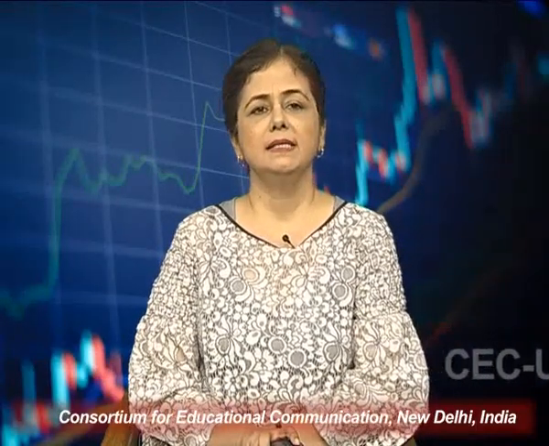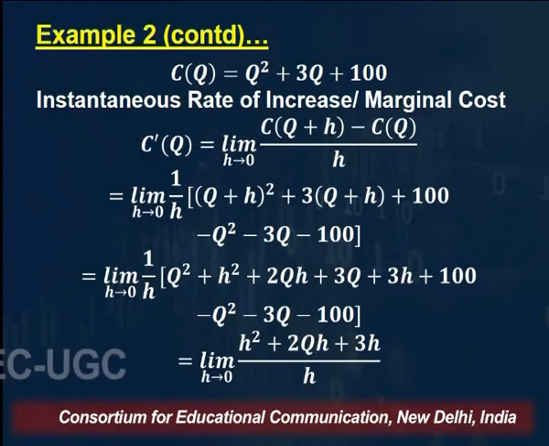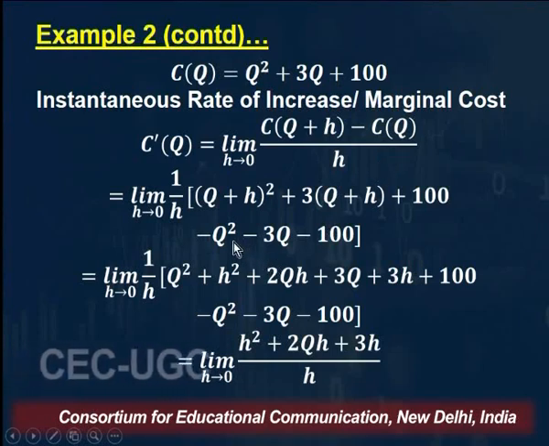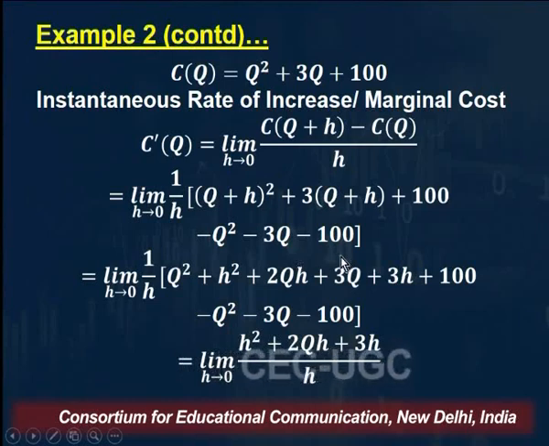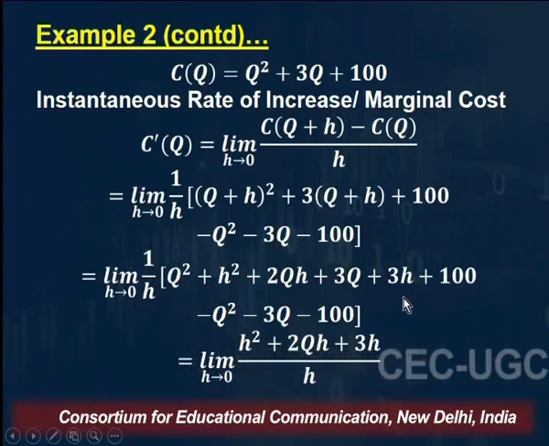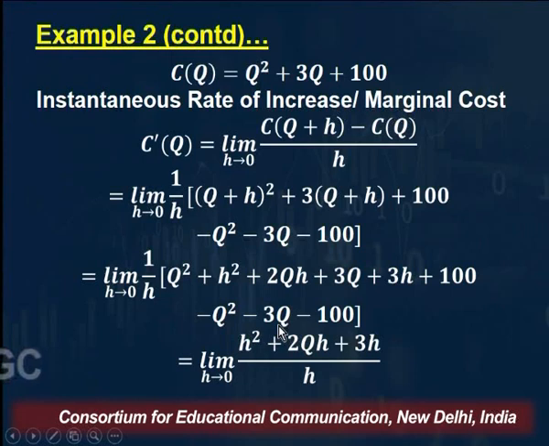Now let's look at the instantaneous rate of increase, or the marginal cost. The marginal cost is given by the limit of C of Q plus H minus C of Q divided by H as H tends to 0. Now C of Q plus H is going to be nothing but Q plus H the whole squared plus 3 times Q plus H plus 100. Subtract C of Q from there. So that's what we're subtracting, Q squared plus 3Q plus 100. And when we open up the brackets, we get 1 by H, Q squared plus H squared plus 2 times Q times H plus 3Q plus 3H plus 100 minus Q squared minus 3Q minus 100.